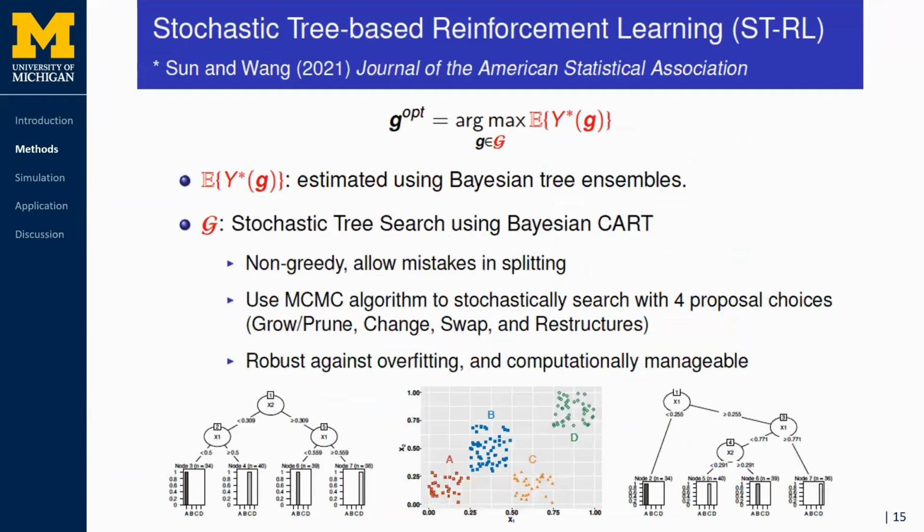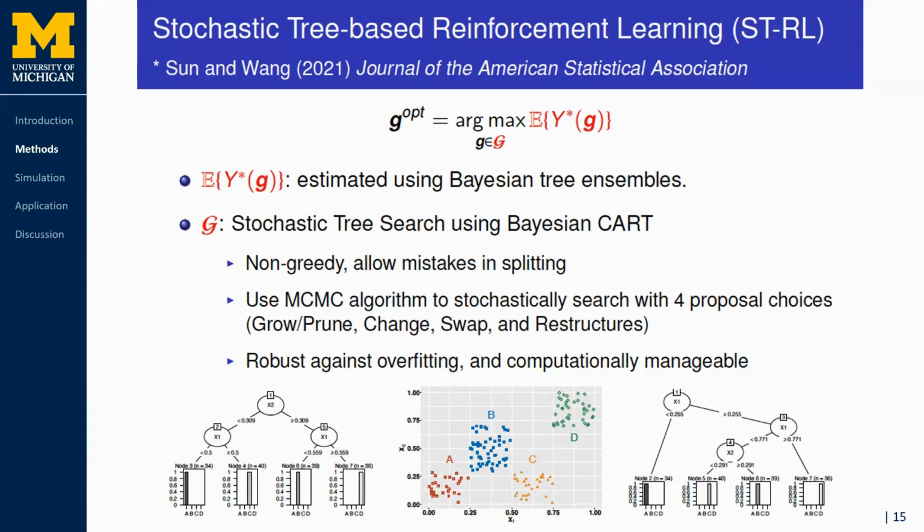And in the whole tree growing process, you may potentially have a big problem. You could potentially overfit the data. So that motivated our research in 2021. This was published in JASA, and we call that stochastic tree-based reinforcement learning.